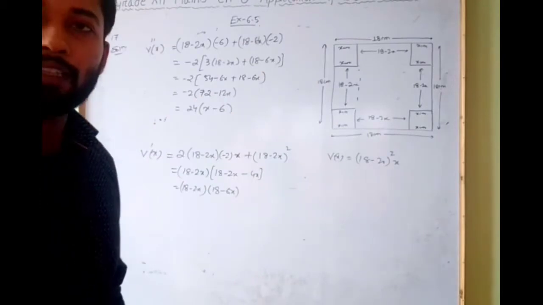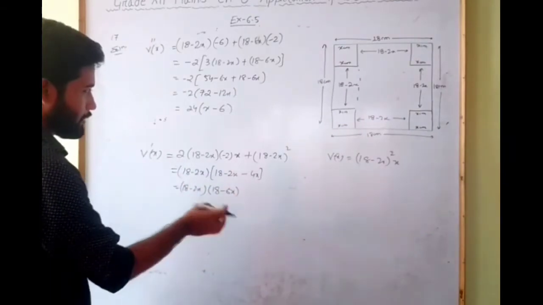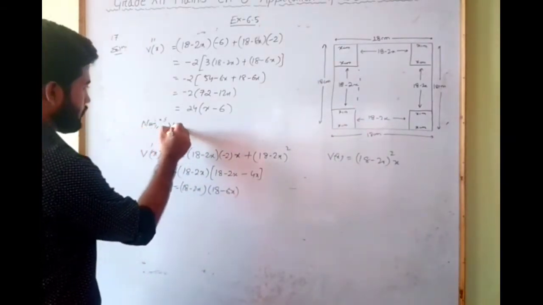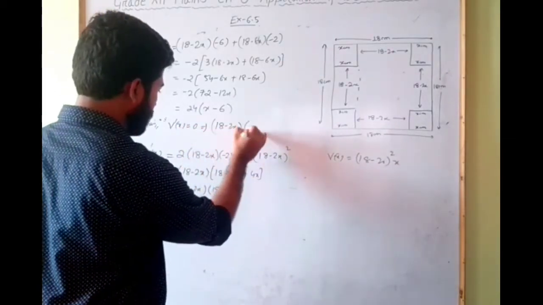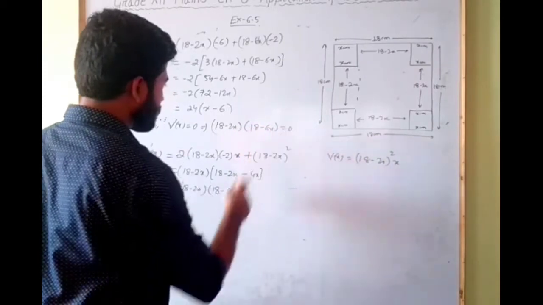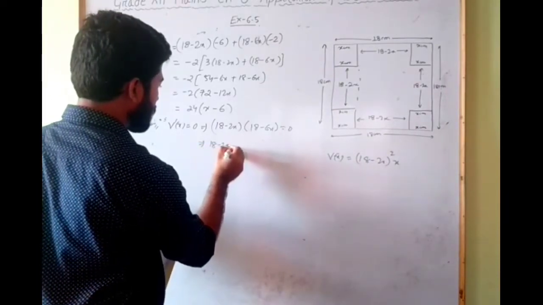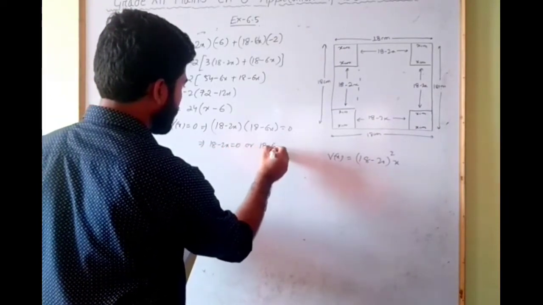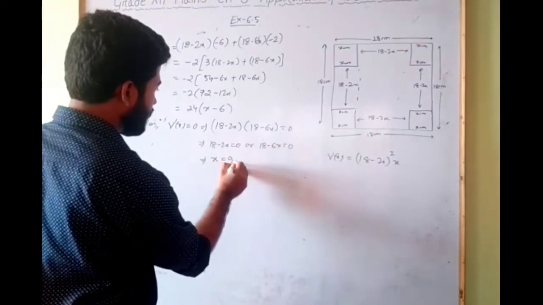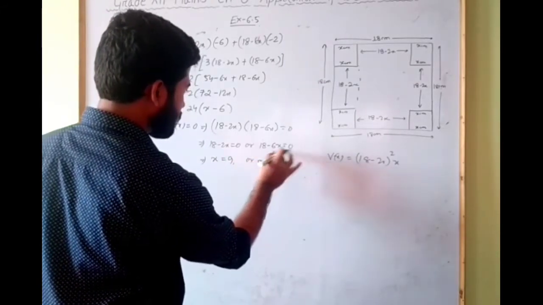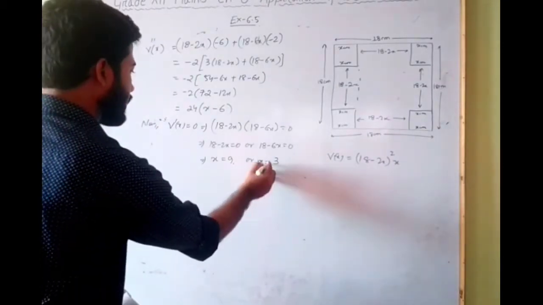Now what is our task? To find the critical point. To find the critical point, what we need to do? We need to equate the first derivative to 0. So now v dash x is equal to 0 will imply what? 18 minus 2x into 18 minus 6x is equal to 0. So if that is 0, this will give us 18 minus 2x is equal to 0, or 18 minus 6x is equal to 0. So from here what we get, x is equal to 9 or x is equal to 3. Fine. These two are the critical points.